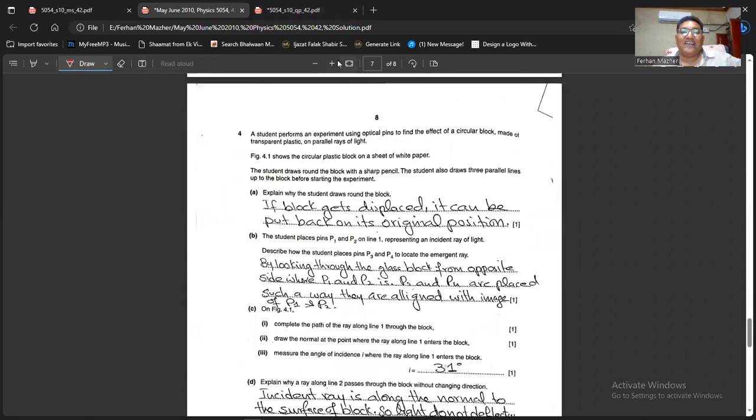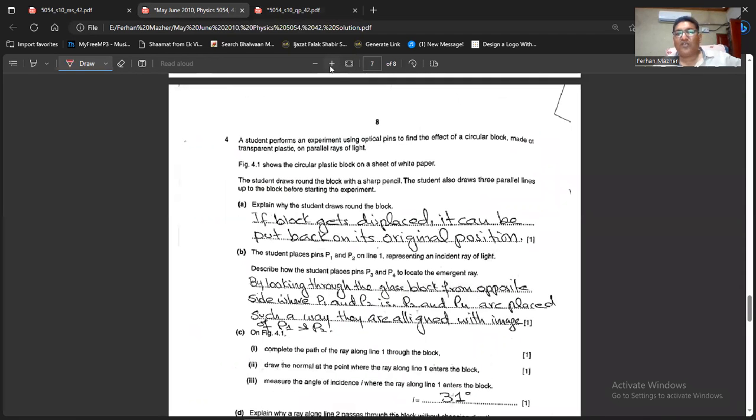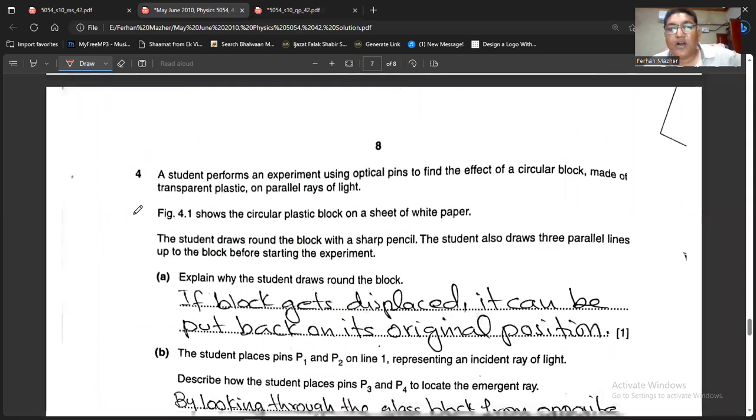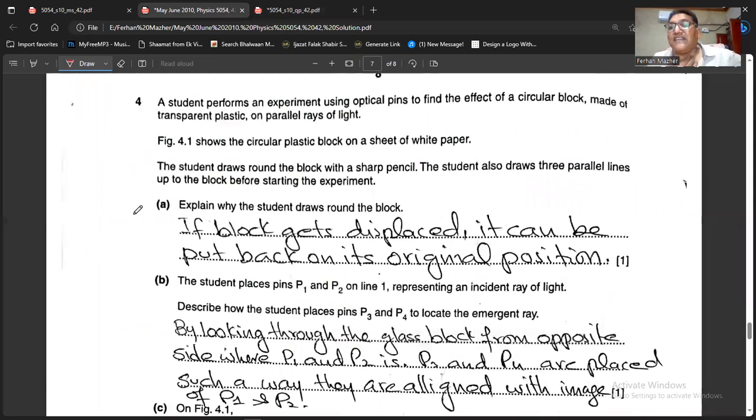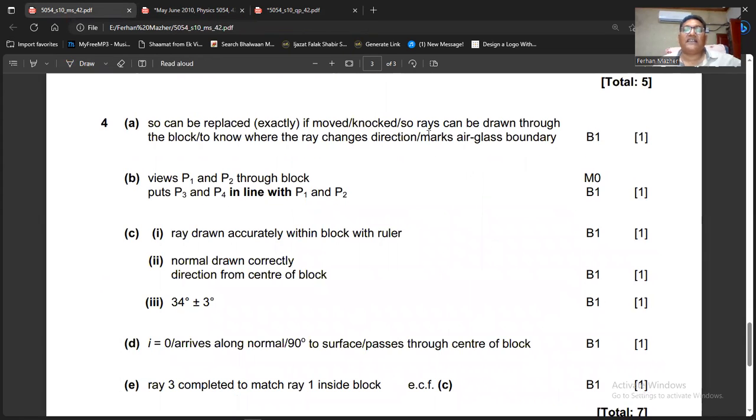That is why we put the boundary around that glass block. If the block gets displaced, it can be put back in its original position, so that it can be placed exactly. You can read this marking scheme.